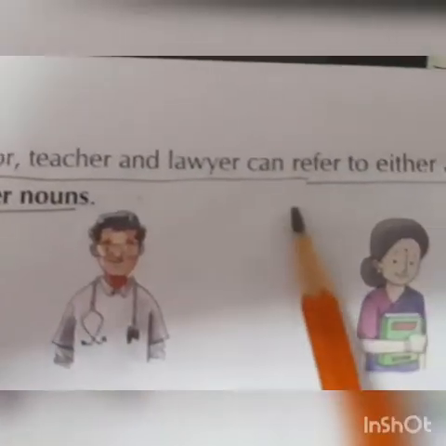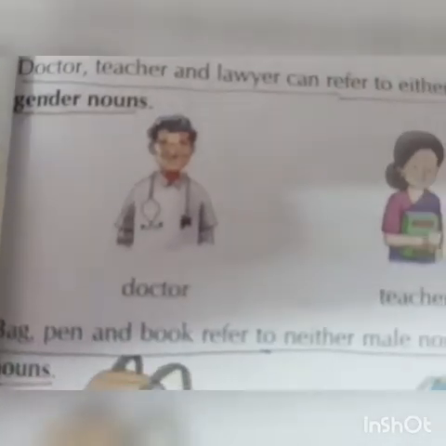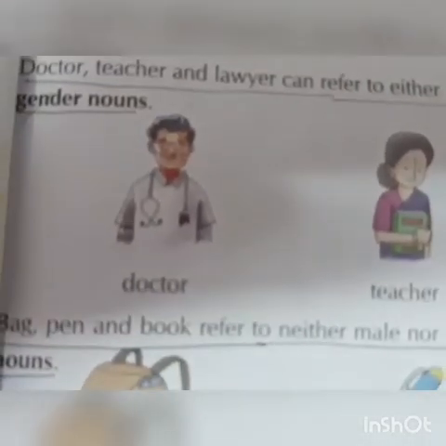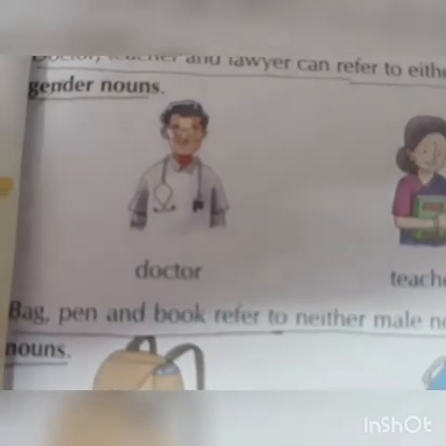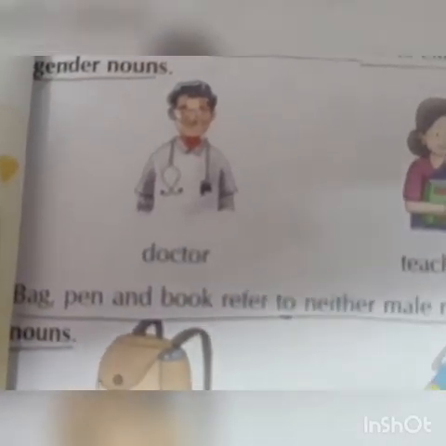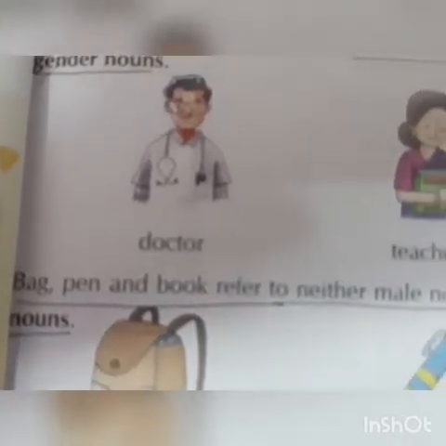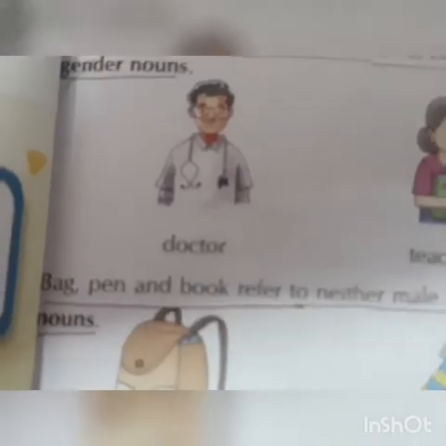Like doctor, teacher and lawyer can refer to either a male or a female. They are common gender nouns. That means there are certain people whom we can refer to as common gender. Supposing I say a doctor can be a girl or a doctor can be a boy. A teacher can be a girl and a teacher can be a boy. If the teacher is a boy, we call him sir, and if the teacher is a girl, we call her ma'am.